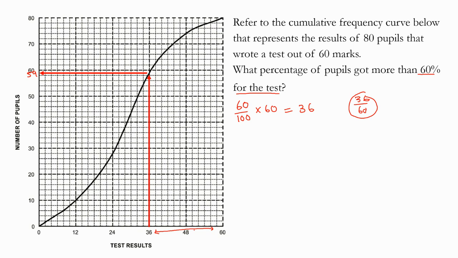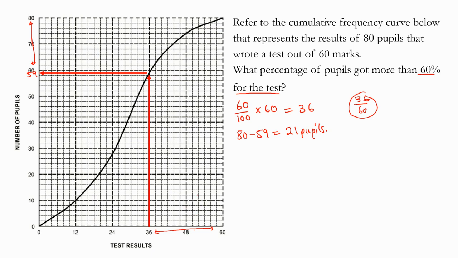So what do we do? We have to get the difference between 80 and 59. That's the number of learners that got above 60% or above 36 out of 60. What is 80 minus 59? 80 minus 59 is equal to 21 pupils. So it means 21 learners got above 36 out of 60 or got above 60%.